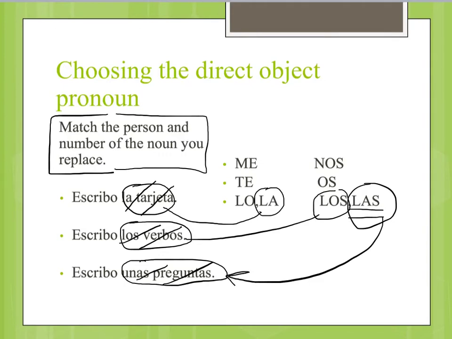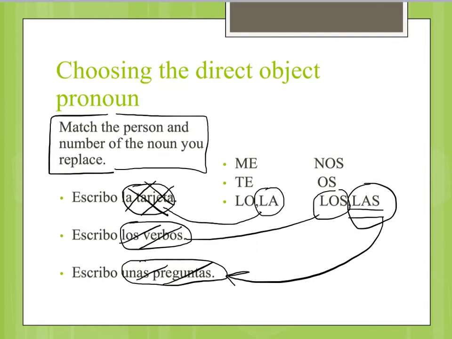So notice what I'm talking about, replacing, okay? Getting rid of the original noun and replacing it with a pronoun. So if I'm in English going to give an example with the same first sentence, I would say, I write it. You're not sure really what the it stands for. Could be a letter, could be a card, could be a note. You would have to have something in mind, and that's how you knew to choose la.